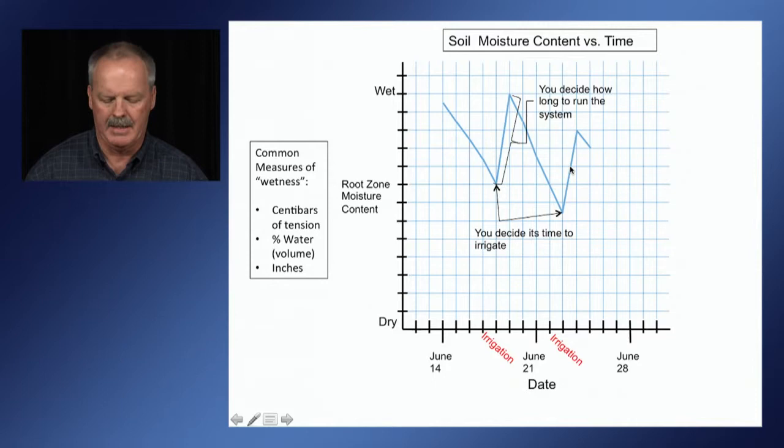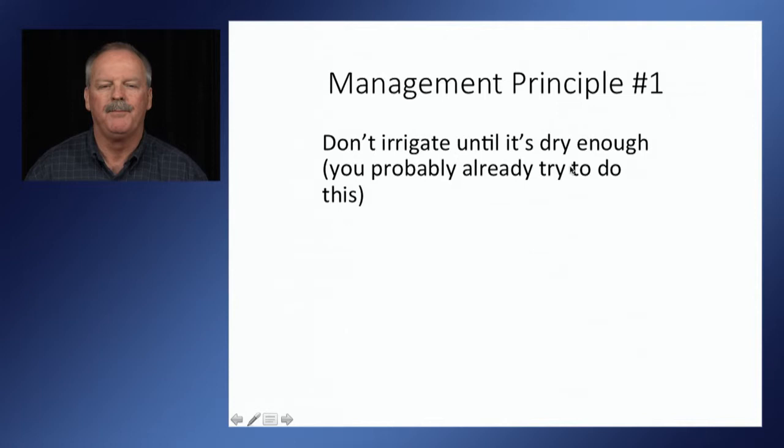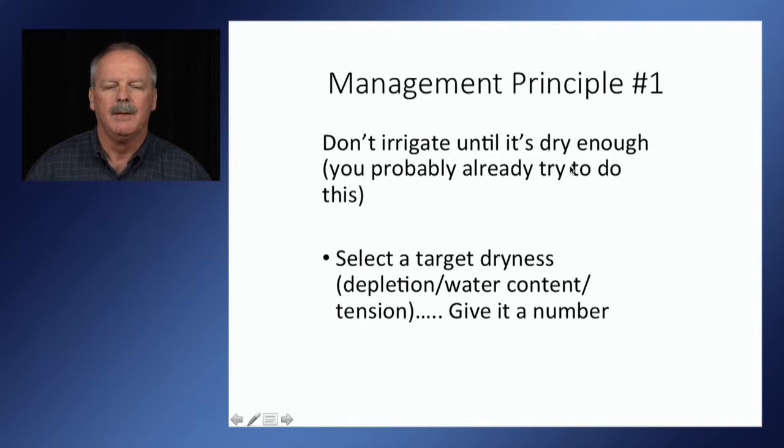One of the first management principles, as I'll call it, is something you're very well aware of: don't irrigate until it's dry enough. And you always strive to do this on your own. But what we'll suggest here is actually to pick a target, to select a target dryness that could be in the form of water depletion, water content, or tension, as I described earlier on the graph. But essentially, you come up with a process to decide what is my target number and actually give it a number.